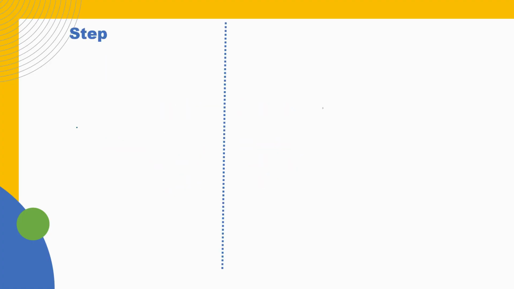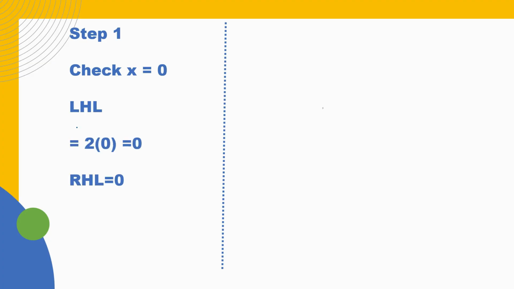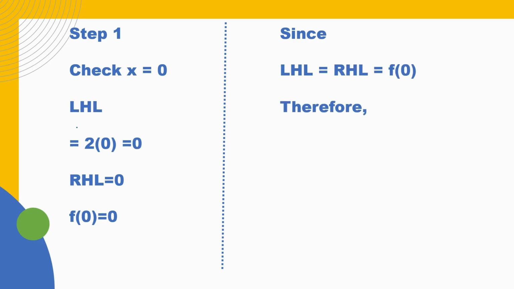Let's begin with x equals 0. Approaching from the left, we use the first expression. Approaching from the right, we use the second expression. Both limits become 0. The function value is also 0. Since all three are equal, there is no jump and no hole. So the graph passes smoothly through x equals 0. So this function is continuous at x equals 0.